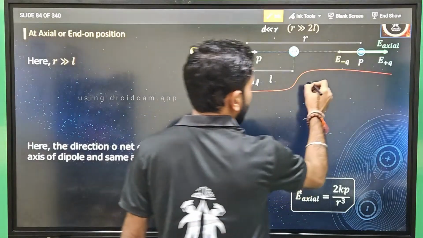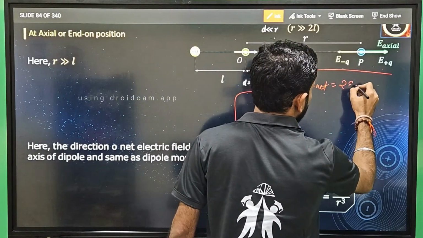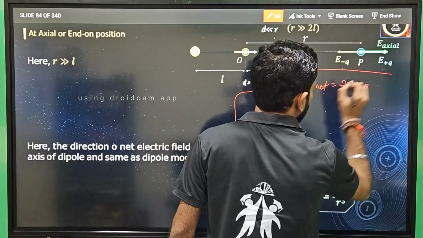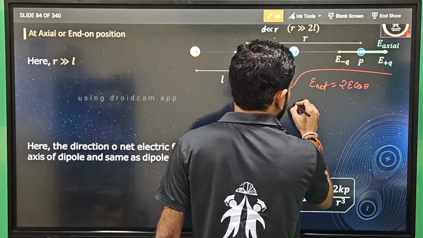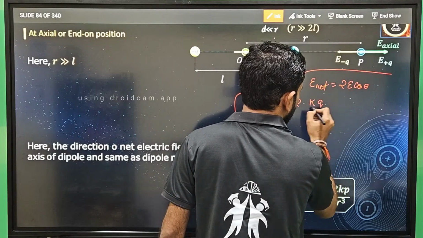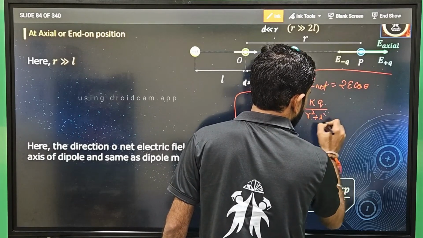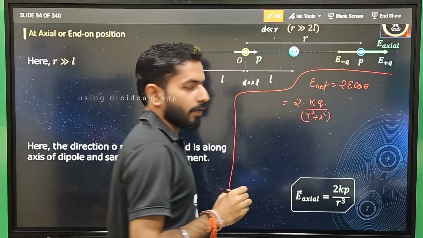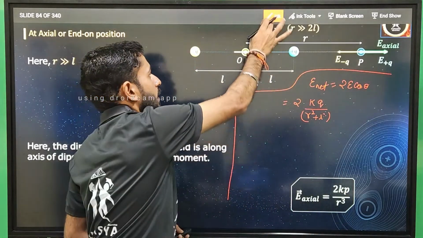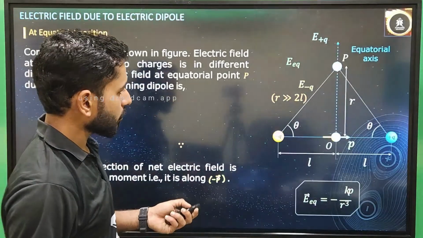Now, what was the E net we had, students? E net we had was 2E cos theta. Now write 2 into E. E was what? K Q divided by R square plus L square. Correct? And what was cos theta? Cos theta, how do you write it? See that also. Define cos theta here.